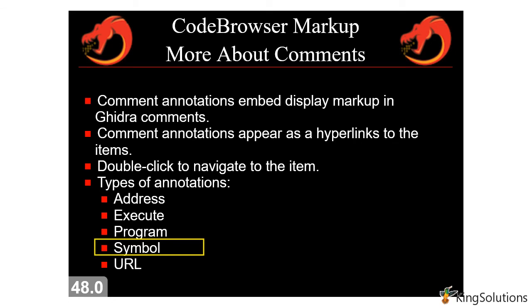Symbol. Fill in the address of the interesting symbol. The comment will display the given symbol as a hyperlink. Double-click to navigate to the symbol. Changes to the symbol in the listing will automatically change the comment to display the new symbol. URL displays the given URL as a hyperlink. Double-click to open the link. References which refer to a program within a Ghidra server repository will be opened within the listing display. All other URL protocols will be launched via an external web browser.